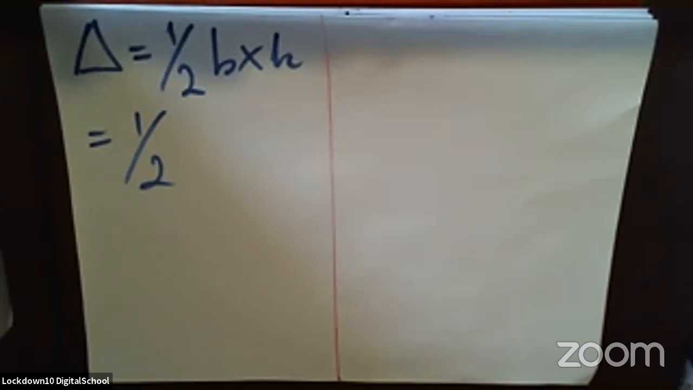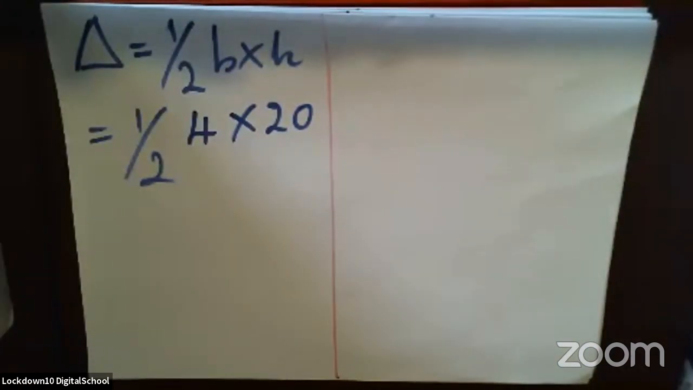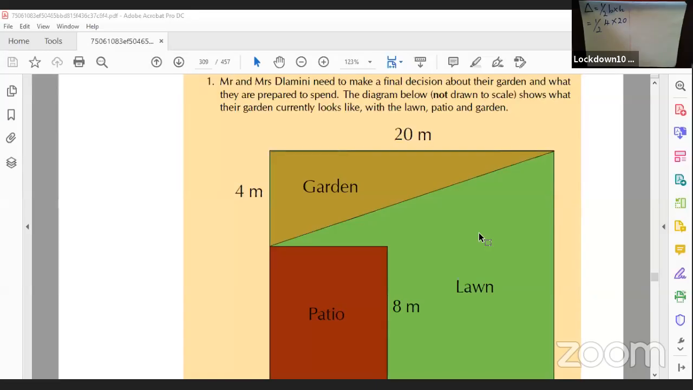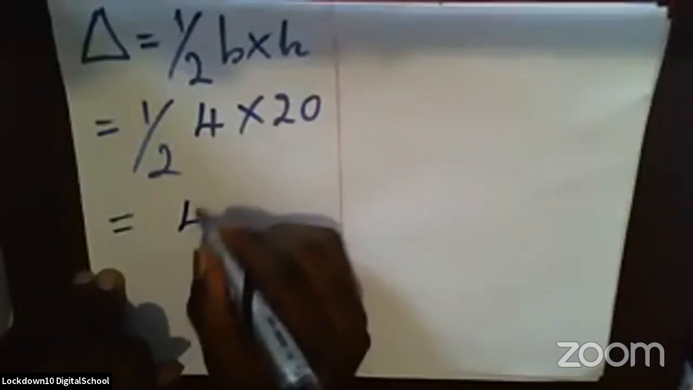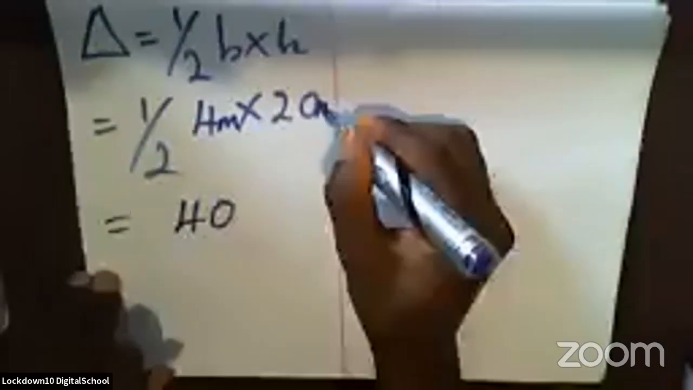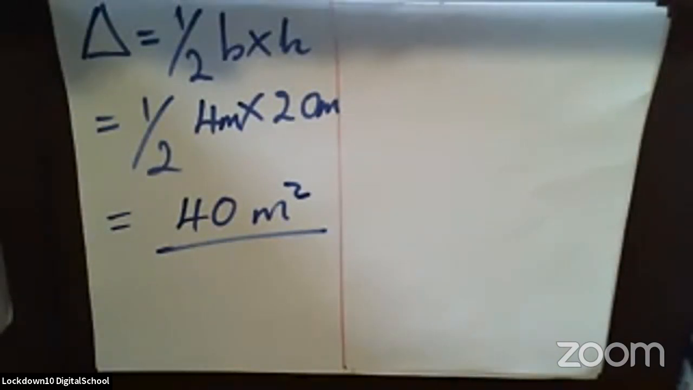Since this shape is a right-angled triangle, any side can be the base. Any side can be the height. You can choose whichever you want to use. So we have 4 times 20 there, which is, half of 4 is 2, 2 times 20, which is 40. And then you have to put in units here, guys, so that you don't forget. When you give your answer, it is going to be in the correct unit, which is 40 meters squared.